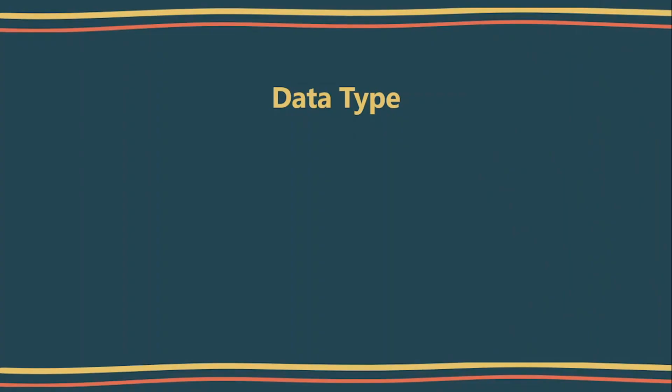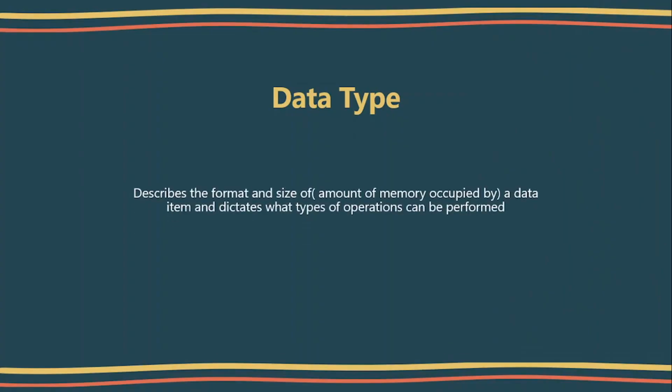So now, what is a data type? A data type describes the format and size of, in this case, the amount of memory occupied by a data item, and dictates what types of operations can be performed. In the previous video where I introduced you to variables, I'll link it in the description below, or I'll show it at the top of the screen. We introduced that variables need to occupy a space in memory. So how do we make sure that they occupy a space in memory? We declare them using a data type, right?